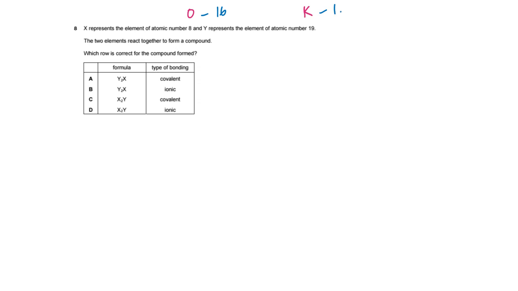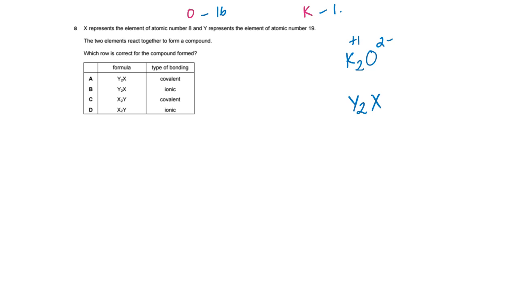And again, they bond in the same ratio. It's practically the same question. K2O. Why? Because oxygen has a charge of 2 minus. Potassium has a plus. The only way to balance them out is having twice the amount of potassium than oxygen. You can still do that crossing thing, right? The two elements react together to form a compound. Well, we just figured this out. So it's going to be Y2X.